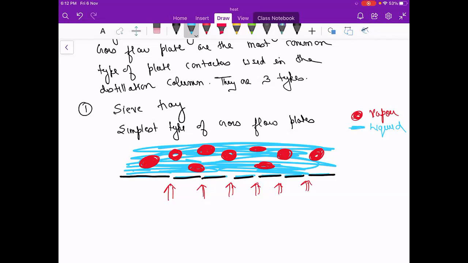So this is simple. It is a plate, and in the plate there will be some holes. Okay, in the plates there will be some holes, and due to this, this phenomenon will take place.